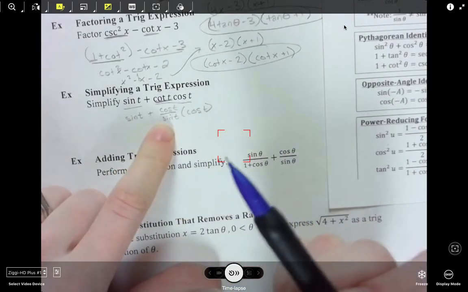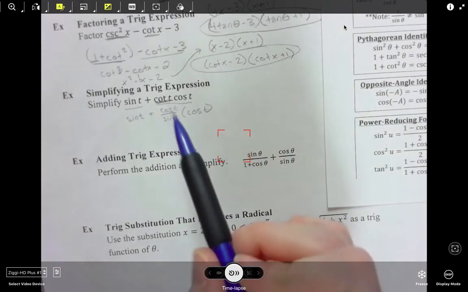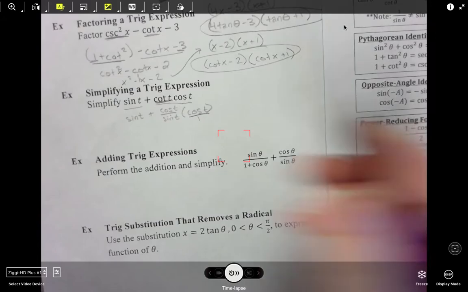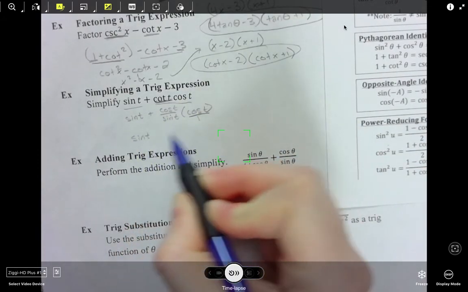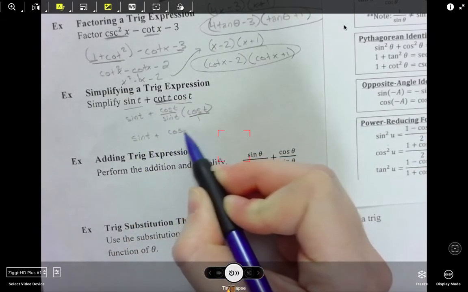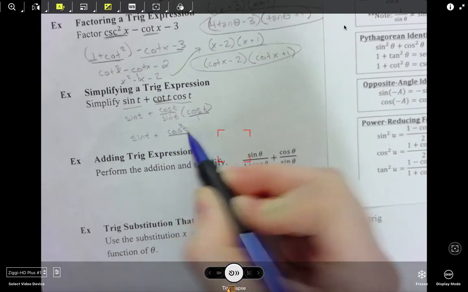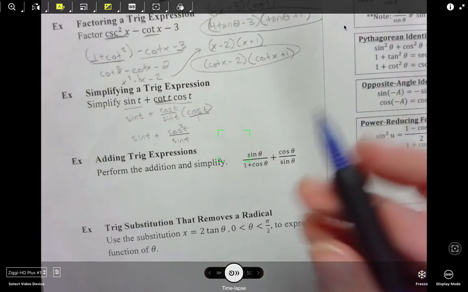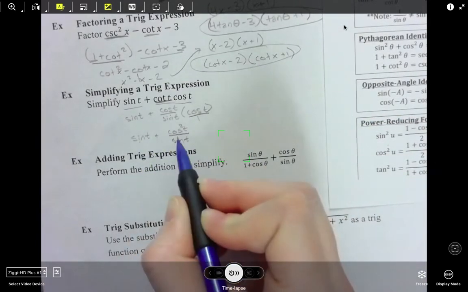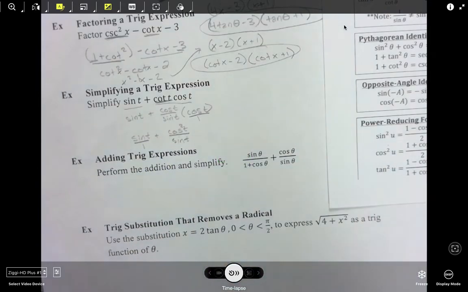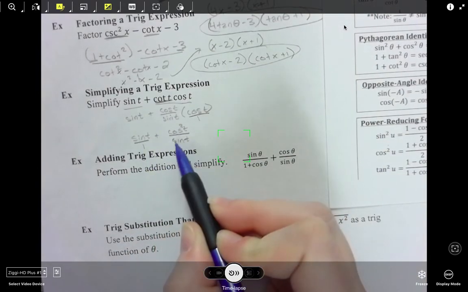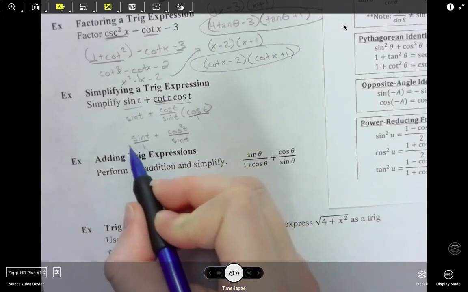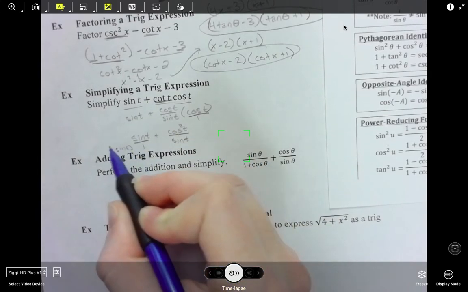Then I've got this stuff going on here. This would be like cosine t over 1. So I've got sine of t plus cosine squared t over sine of t. That's kind of what I've got going on now. If I want to combine these two pieces, this is like sine of t over 1, so I want to find a common denominator, and it's going to be sine of t. In order to get this to be a denominator of sine of t, I've got to multiply by sine t over sine t.